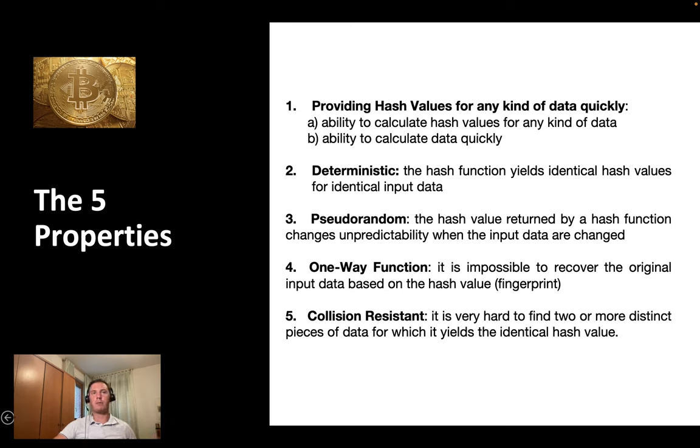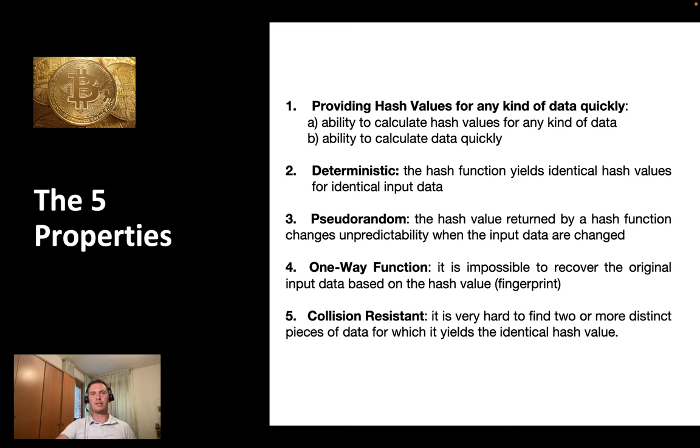The fourth property is one-way function, meaning that it is impossible to recover the original input data based on the hash value. Similar to a fingerprint: if you know one person, it's easy to find out their fingerprint, but if you have only the fingerprint, it's almost impossible to discover which person it belongs to, unless you test all the people available.